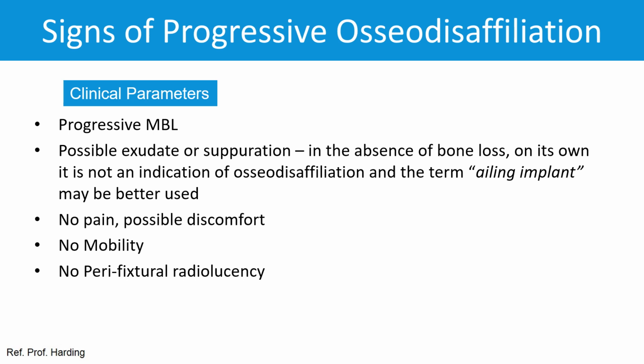And the old term of an ailing implant may be better used, in which we basically may have a soft tissue infection, a mucositis occurring, which is manageable. So just the presence of inflammation or perhaps suppuration is not necessarily an indication of progressive osteodisaffiliation. Also, with this situation, there is no pain, no mobility, and there is no peri-fixture radiolucency. So there may be evidence of crestal or marginal bone loss, but you will not have a peri-fixture radiolucency.